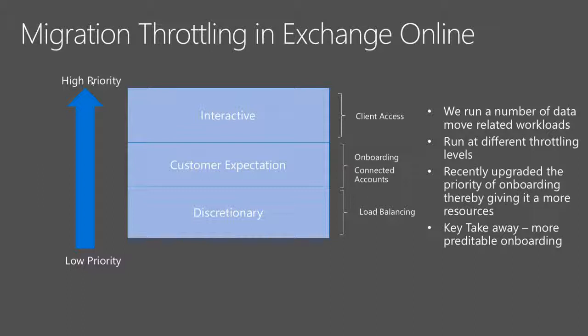At the lowest end of the spectrum, we have load balancing, which is a lot of data center operations, like we move hot mailboxes from hot DAGs to empty DAGs. We move and load balance a bunch of these mailboxes. And for this, it runs at the lowest priority workload, which is discretionary. Onboarding used to be a discretionary workload. It used to be running at the lowest priority. We found that was not acceptable, and so we did a bunch of work and moved onboarding to a higher priority. This way that onboarding work gets picked up ahead of load balancing.